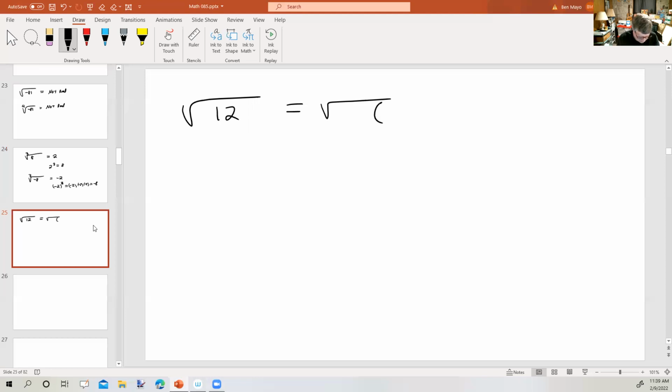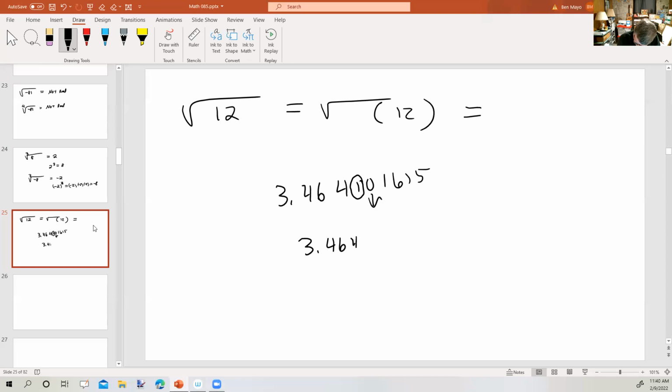So I'm going to put the number 12 in there, close it up and push equals. And I get 3.464101615. It said round to 4 decimal places, so the 0 would round down, so 3.4641 would be the answer. Any questions about that?